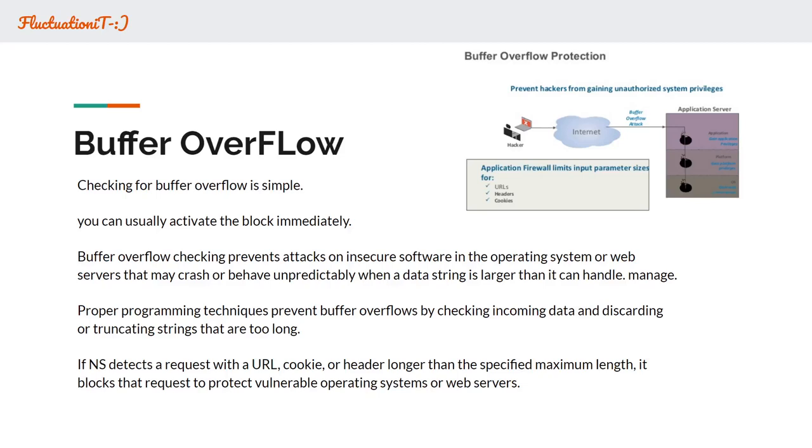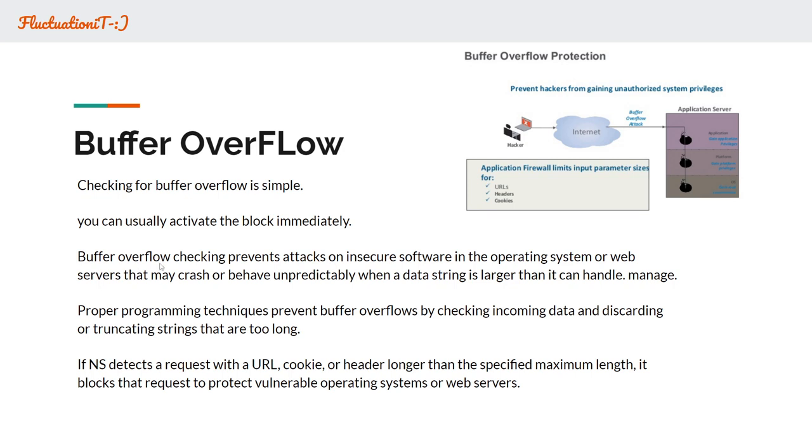Okay, so we're going to see now one of the most top-level protections and how NetScaler can manage it. We have the buffer overflow exploit. Checking for buffer overflow is very simple. You can usually activate the block immediately.